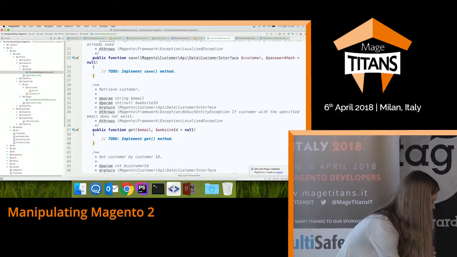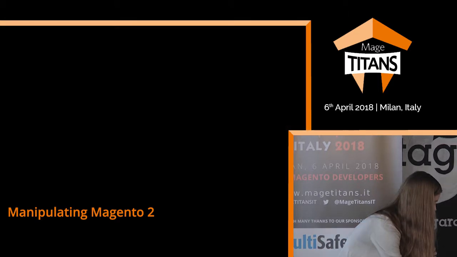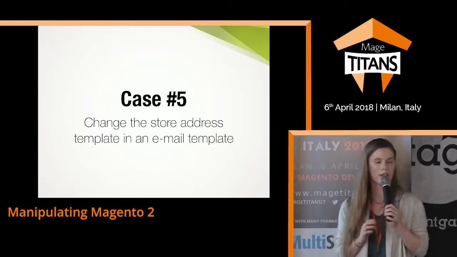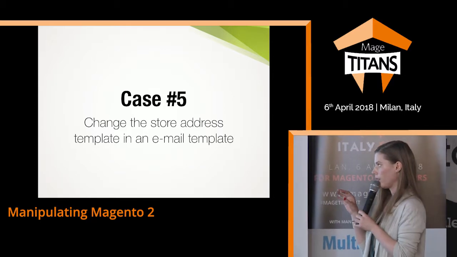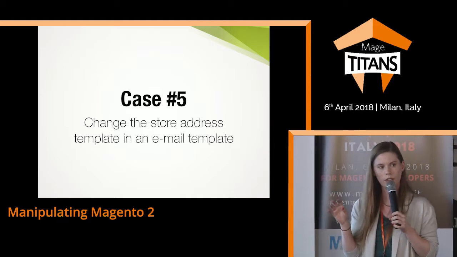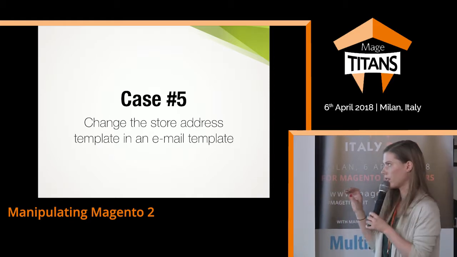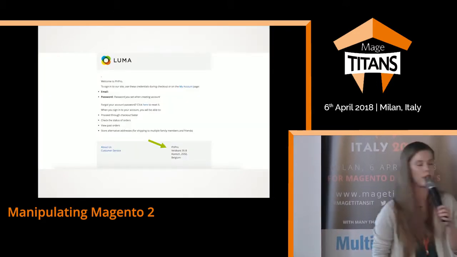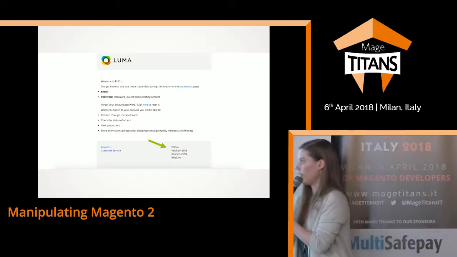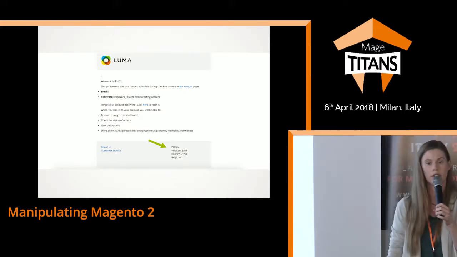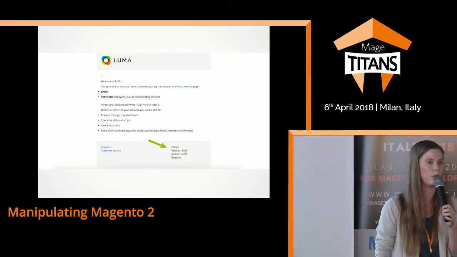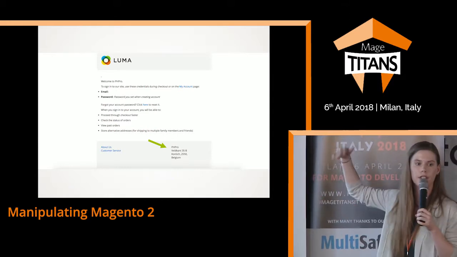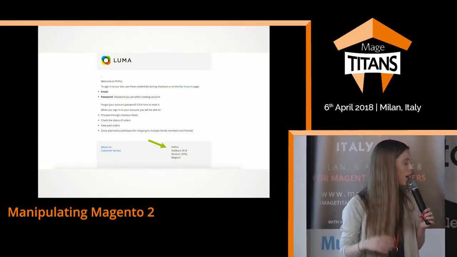Now, last case I have in my list. Case number 5 is we want to change how the store address is rendered in an email template. So the template that is used for the store address, we want to change that. Let me show you what I mean. This is an email, and over here, your store address is rendered. And we want to render it in some different way. Let's say we want the country first, and then the street, and then the city, etc. How can we do this?